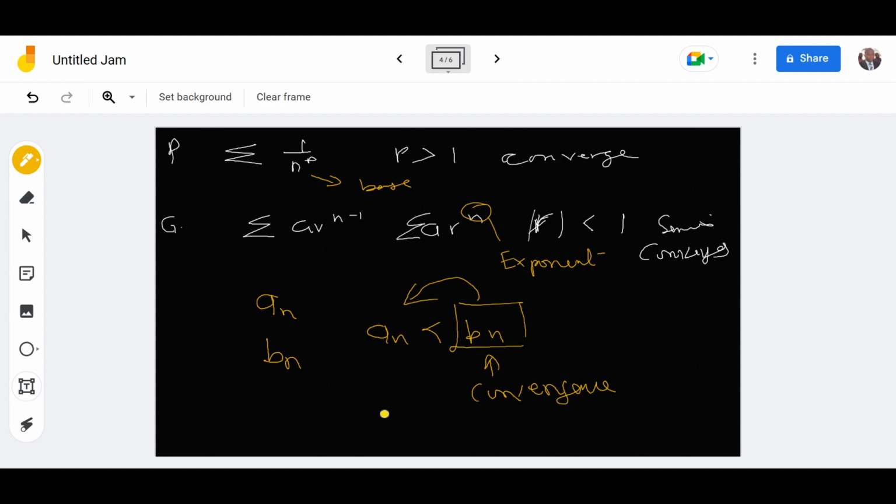Now, when your modified version is rather smaller than the original, then in this case we test for divergence. So we test whether our Bn diverges. When it diverges, we say that our An also diverges. That means when our modified version is smaller, it can only be used to determine divergence and not convergence.